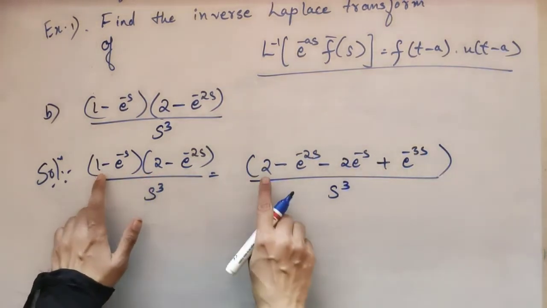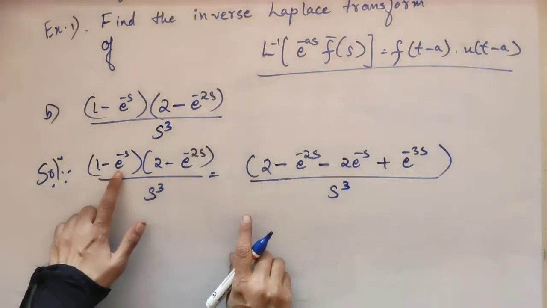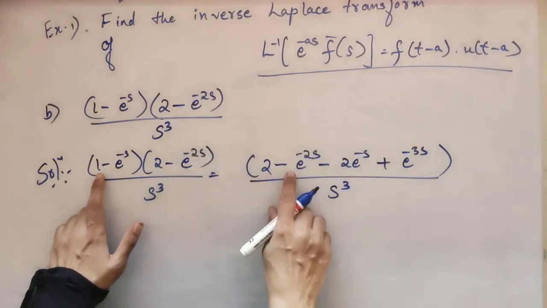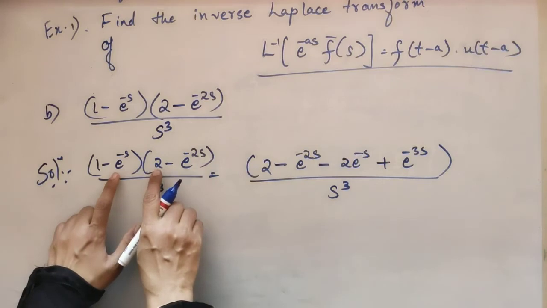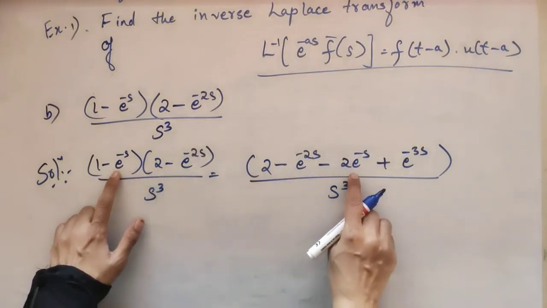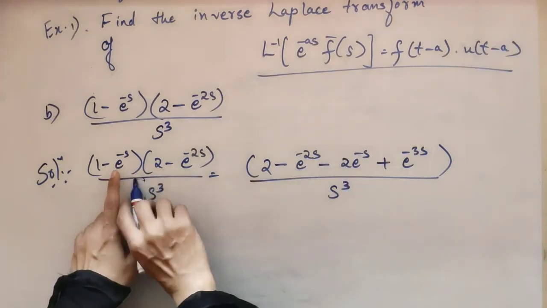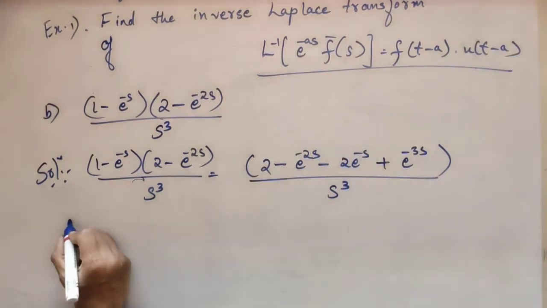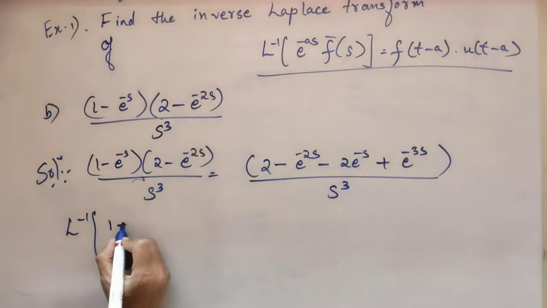Two into 1, 2. E to power minus 2s into 1 with negative sign, minus e to power minus 2s. Then 2 into e to power minus s with negative sign. Then minus of minus plus e to power minus 3s you will get. Now I want L inverse of this.